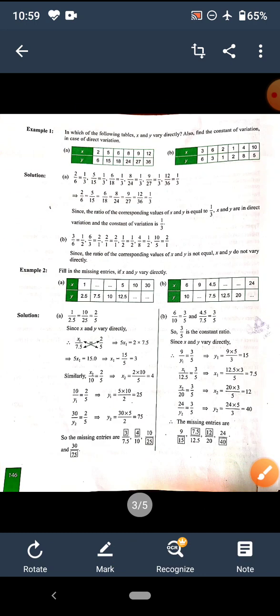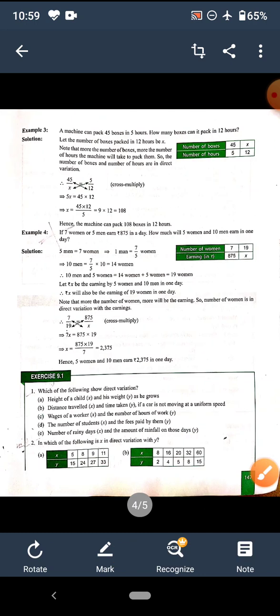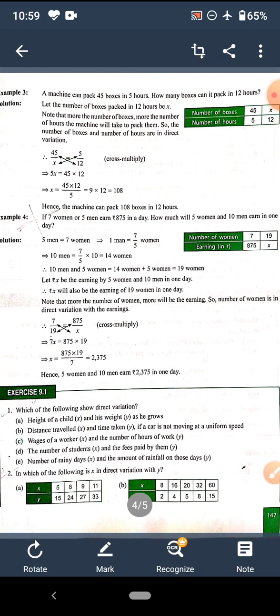So let's start the exercise. Which of the following show direct variation? Height and weight. Definitely you know that height and weight are positively related, because as height increases, weight will also increase. Distance travelled and time taken. If distance increases, time taken will be more. So it is inversely related. So it does not show direct variation.